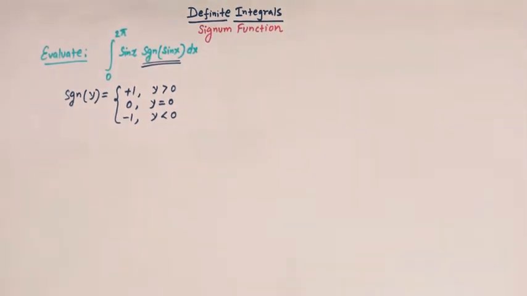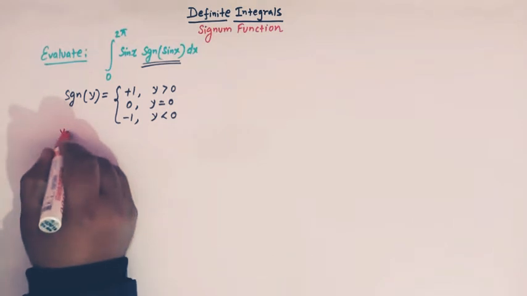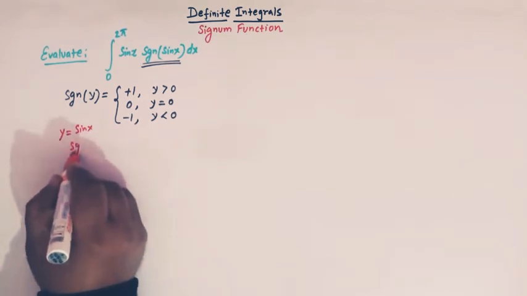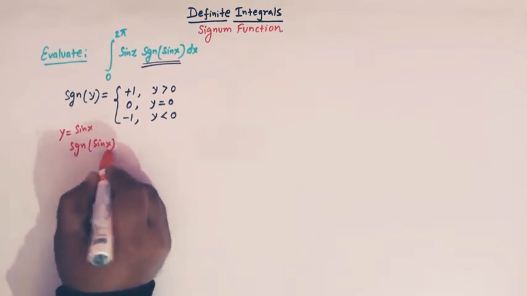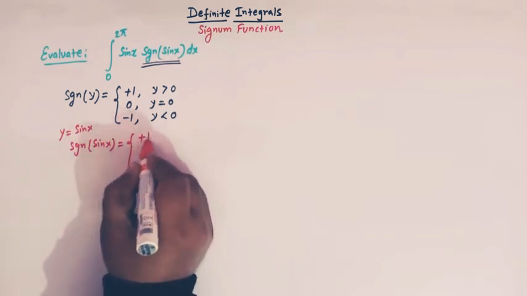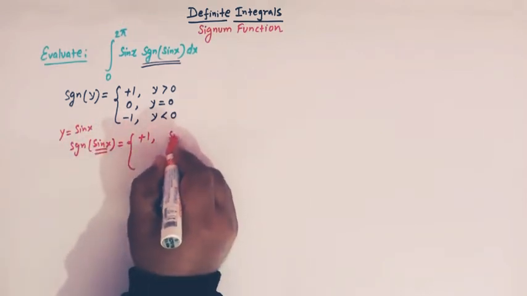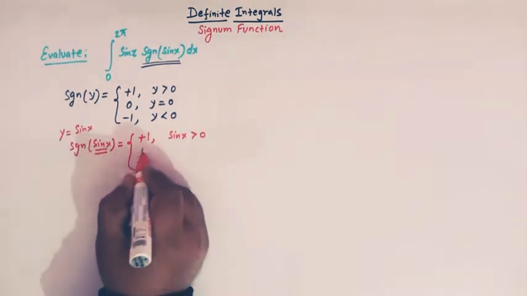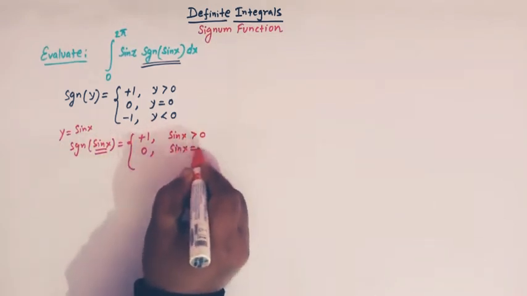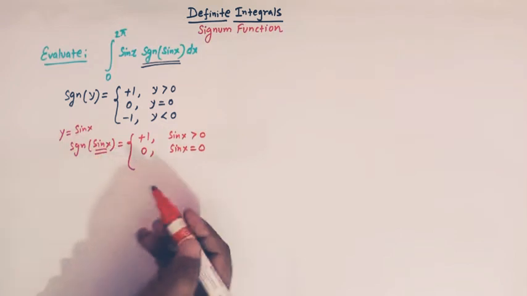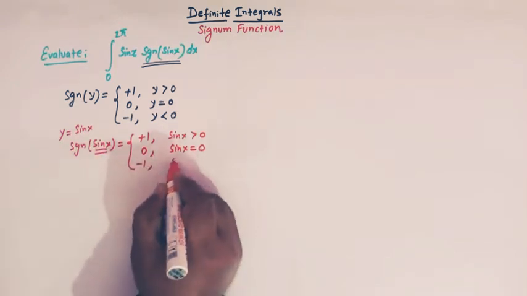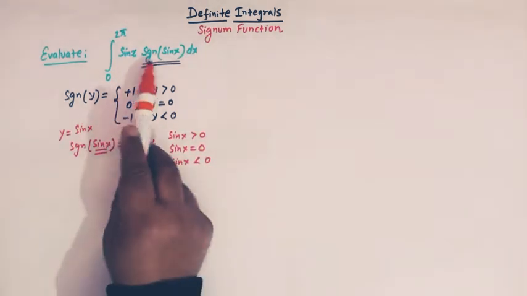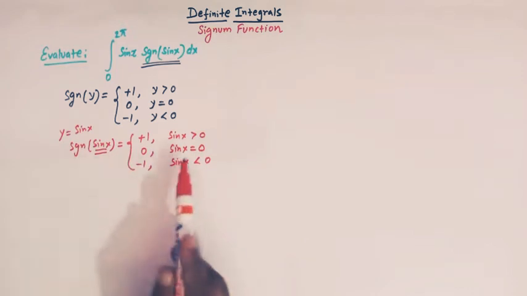Now let us apply this definition to signum of sine x. We replace this y by sine x. So signum of sine x is equal to plus 1 whenever sine x is greater than 0, signum of sine x is equal to 0 whenever sine x is equal to 0, and signum of sine x is equal to minus 1 whenever sine x is less than 0. So signum of sine x can be defined this way.